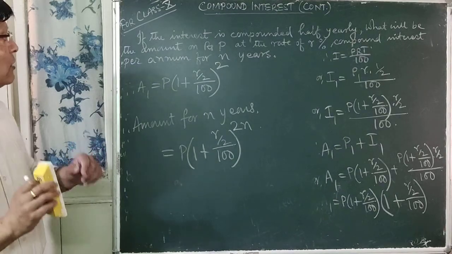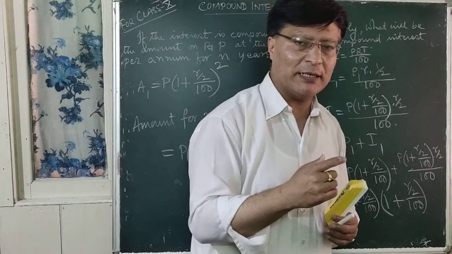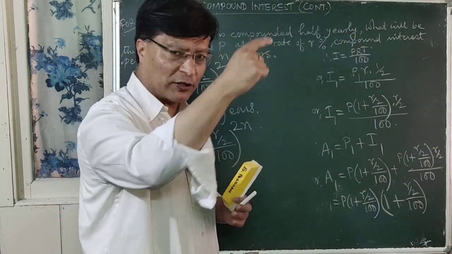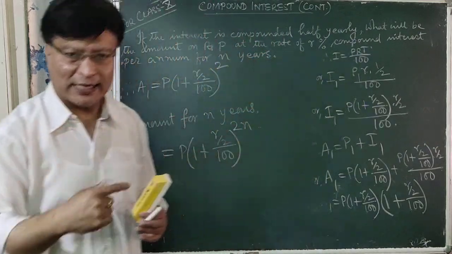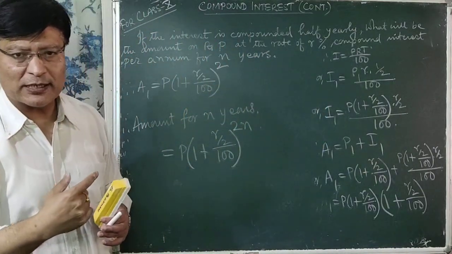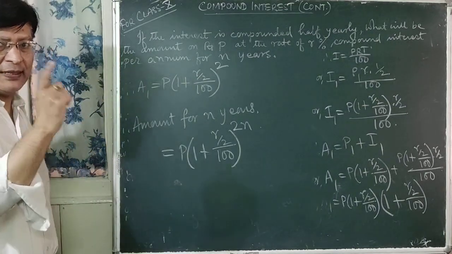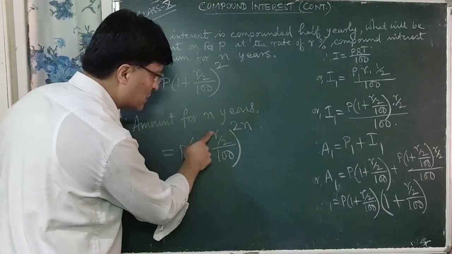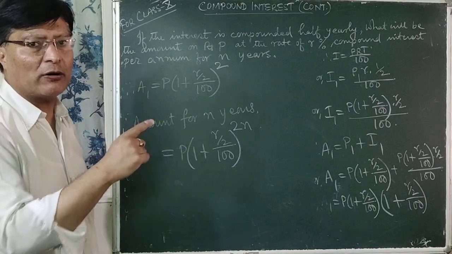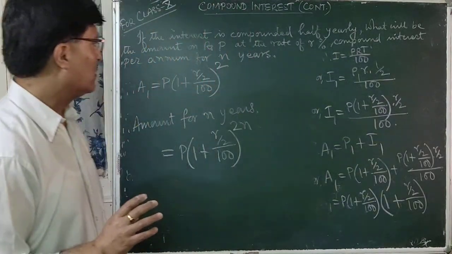Again, I am telling you that if the interest is compounded half yearly, that means for the whole year 6 months and 6 months. First 6 months is the first phase and the next 6 months is the second phase. That means how many phases are there? 2 phases. In that case, the rate of interest is divided by 2 and the power n should be multiplied by 2. Is it clear now?